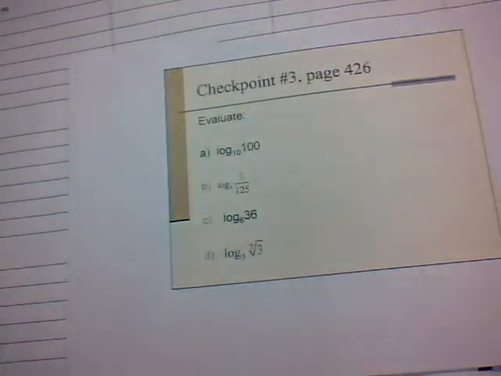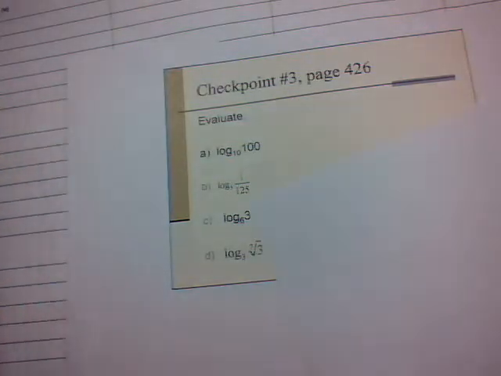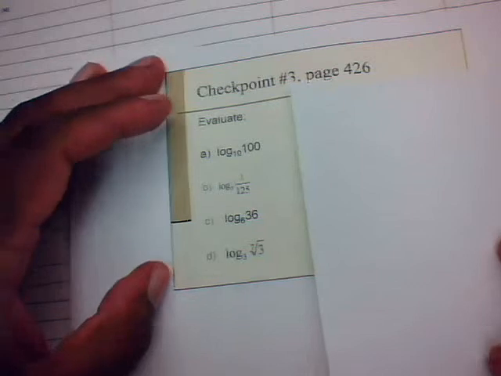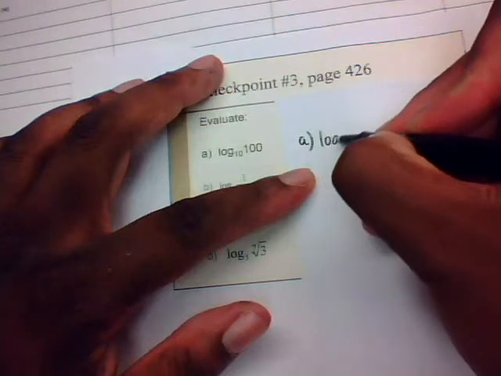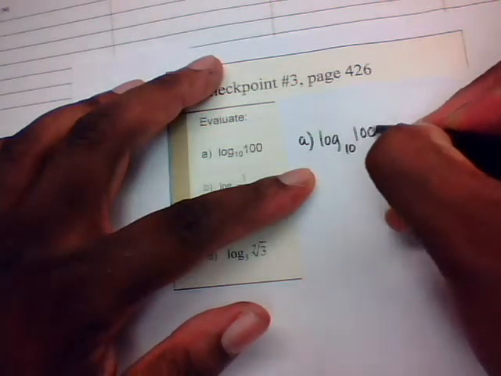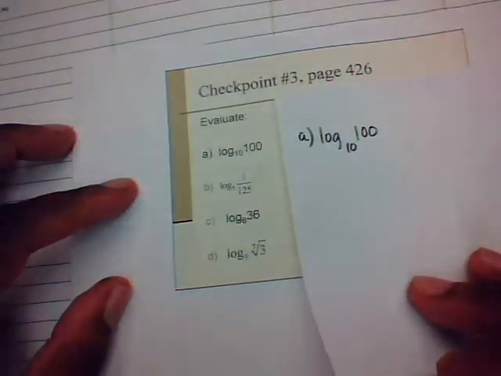All right, next we're going to be evaluating logarithms. And most of these can be done without the use of a calculator. Like in part A, you got log to the base 10 of 100. Because you're basically trying to find out the exponent. So here we got log to the base 10 of 100.